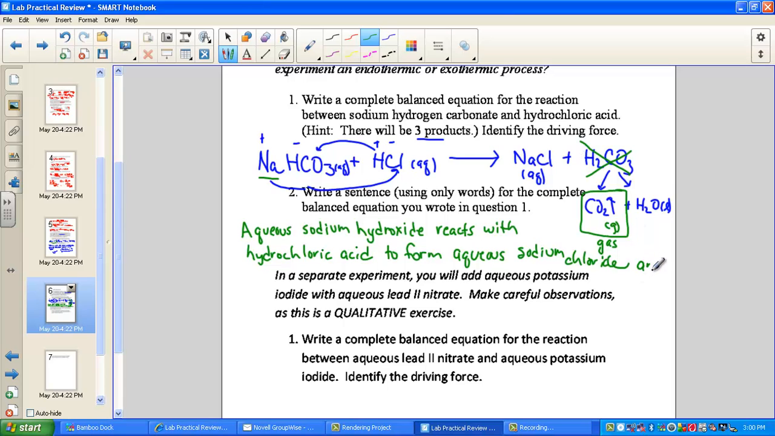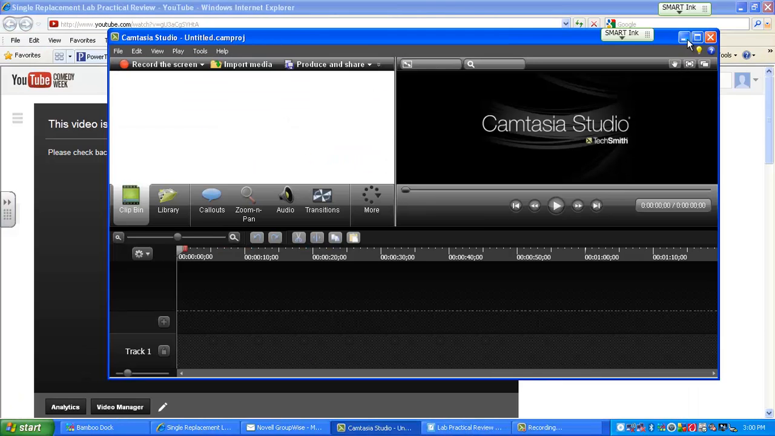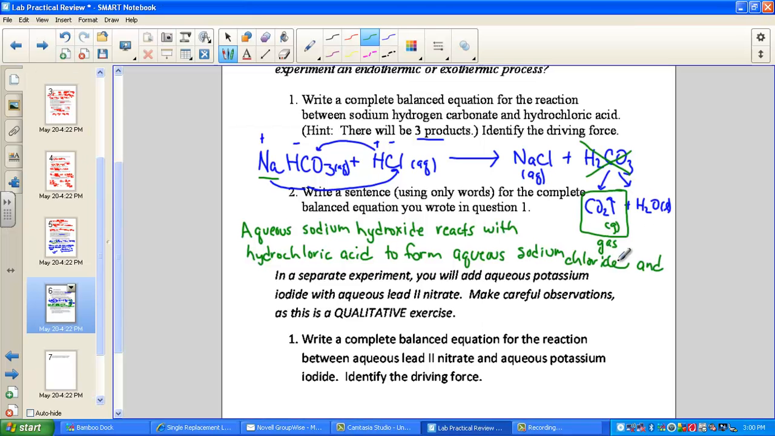Then that next and. Then I have CO2 as a gas, so I'll write gaseous carbon dioxide. And then the plus sign, so that's the word and. And then I see H2O liquid, so I'll just write water. It's not ice, it's not steam, it's in the liquid form, so I'll call it water. Aqueous sodium hydroxide reacts with hydrochloric acid, forming aqueous sodium chloride, gaseous carbon dioxide, and water.